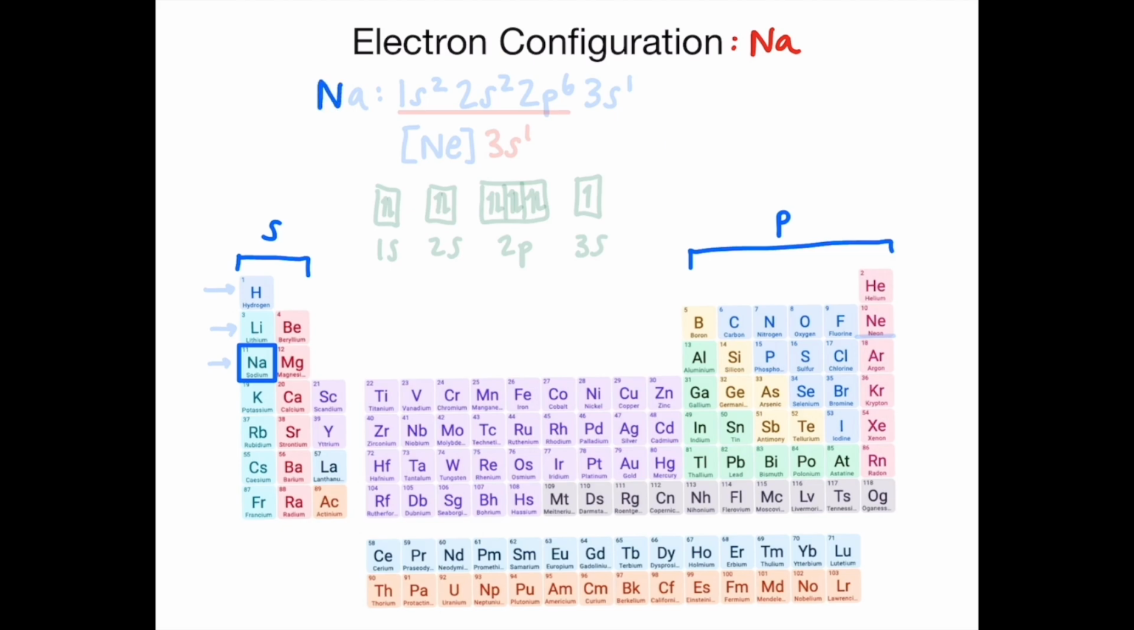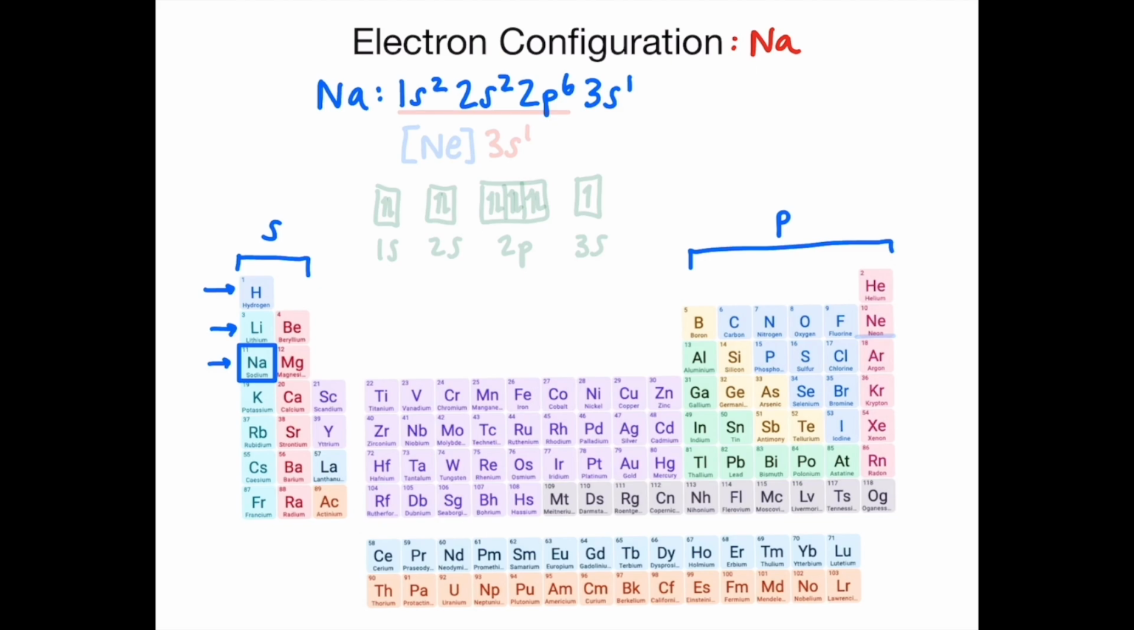So first, sodium. In the first row of the periodic table, we have 1s2. In the second row, we have 2s2 and 2p6. And then sodium is located in the third row of the periodic table, and it's the first atom, so we'll only have 1 electron, 3s1.